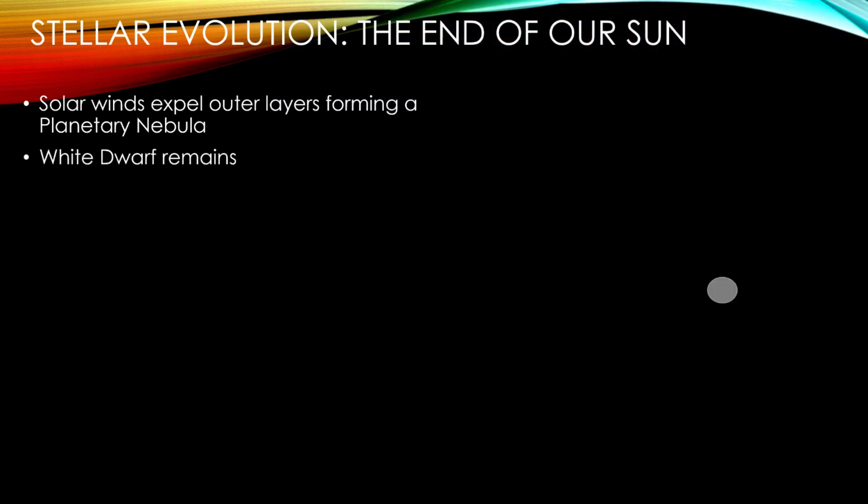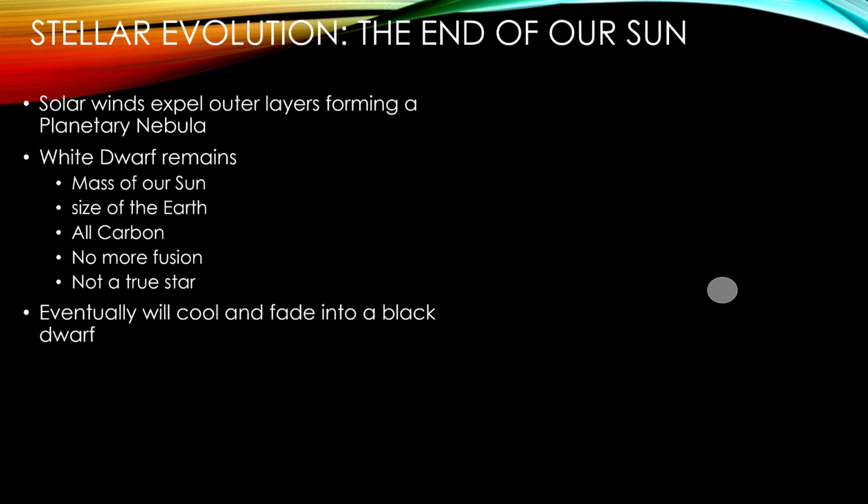Once those layers drift away, all you are going to be left with is that very small, very hot, very dense core that is what we call a white dwarf. All right. White dwarfs are approximately the mass of the sun. They don't have to be exactly the same mass as the sun, but approximately, crushed down to the size of Earth, containing all carbon. There is no more fusion happening here. And it's not a true star because there's no more fusion. They do give off light because they are hot and they glow, but there's no fusion.